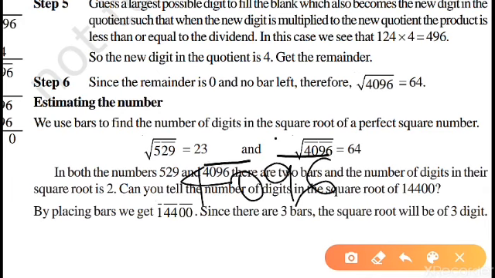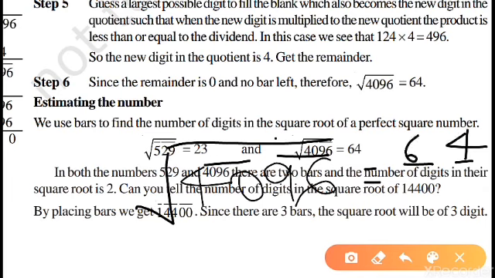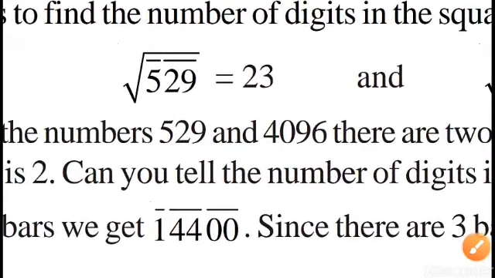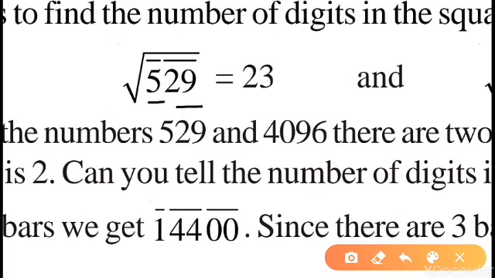So now we have two bar signs. If we take the square root of this number, it will contain two digits. Here 64 is the square root of this number, so it contains two digits. For example, 529 has three digits and two bars, 5 and 29. Because we have two bars, the square root will contain two digits.